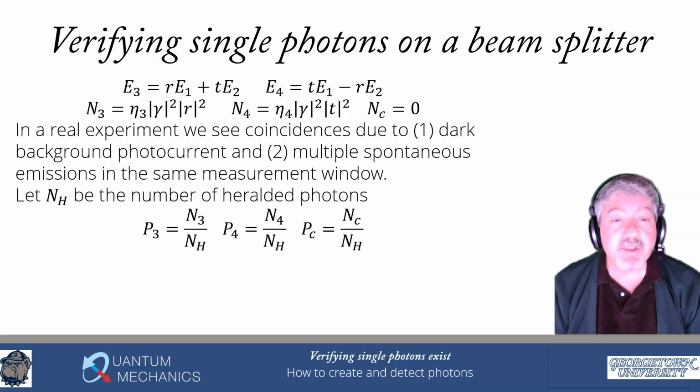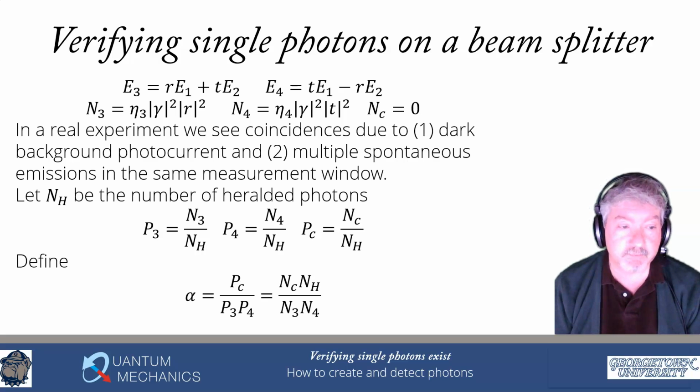We're going to let N_H be the number of heralded photons. That's the number of those first photons that we detected. And then the probability for detection in port 3 is just the number I measured in port 3 divided by N_H. The probability for detection in port 4 is just the number I measured in port 4 divided by the number of heralded photons. And then similarly for the number of coincidences.